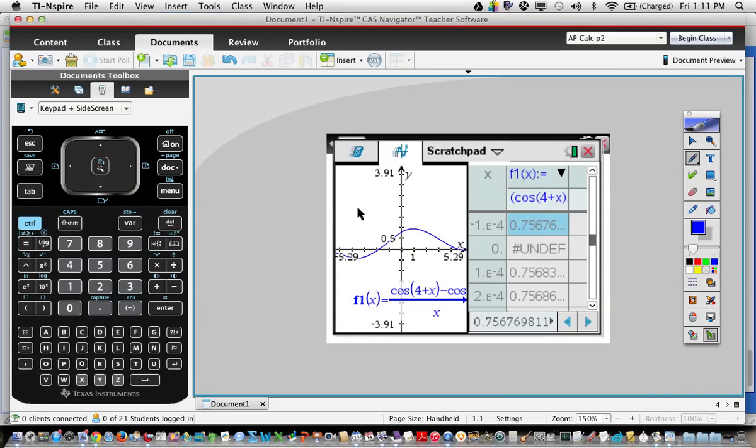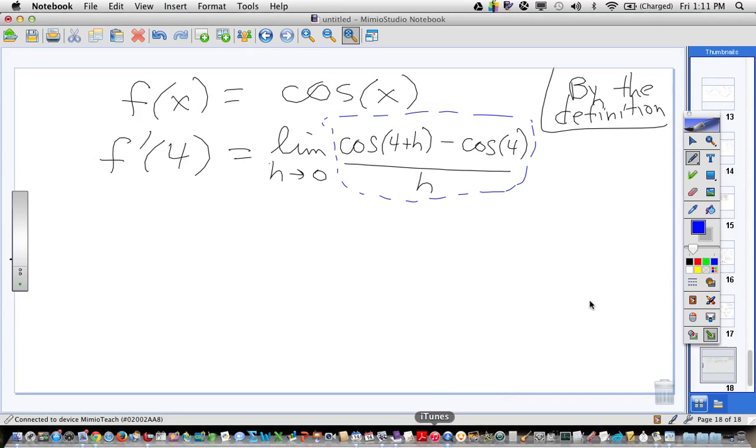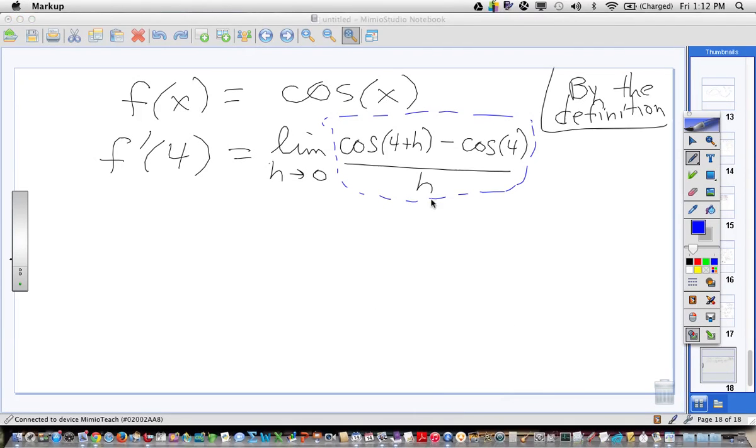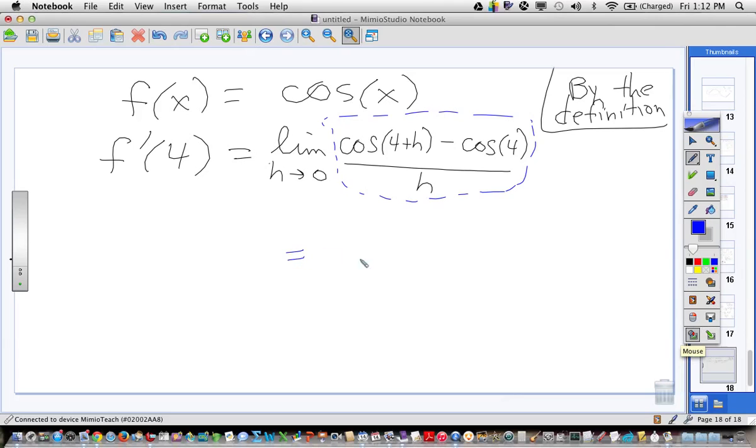Okay, and my table is still set up. So what do we have for our answer? 0.757. If you rounded, you can leave it 0.756. That's okay, right? We don't care about this undefined. See what we're doing? 0.756. Let's come back to this. And so we'll skip all that algebra stuff. And we got 0.756.